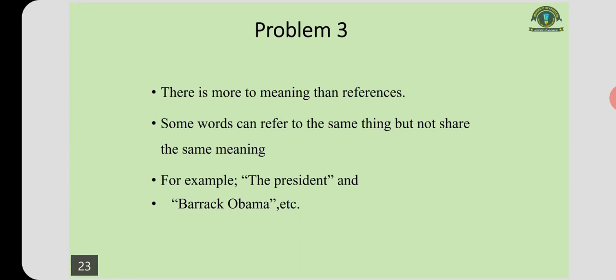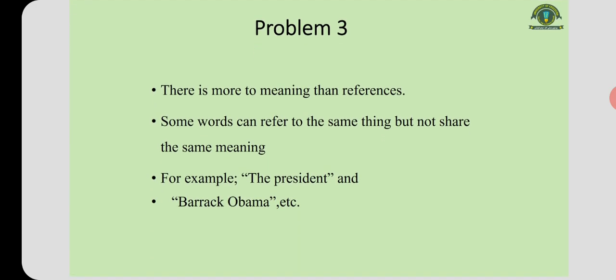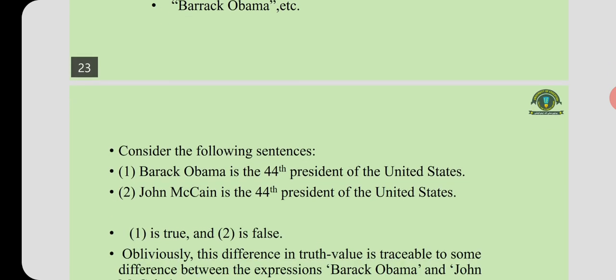And what is problem 3? There is more to meaning than the references. We need more meaning and we don't need more references. We are only going to deal with the meaning. The references will not describe to us the proper meanings. Some words can refer to the same thing but not share the same meaning. Some words are the same thing, but the reference, when used in an expression, is not exactly the same. For example, the president and Barack Obama, etc., both are correct for the United States of America.